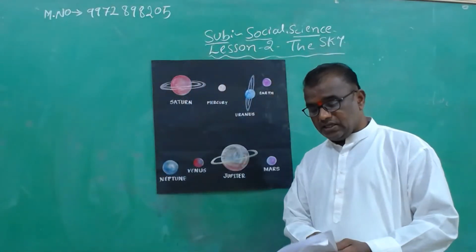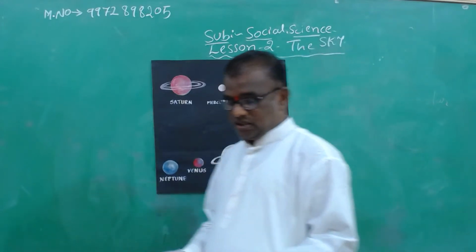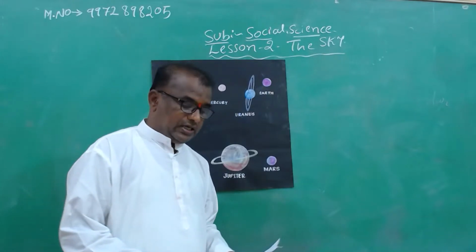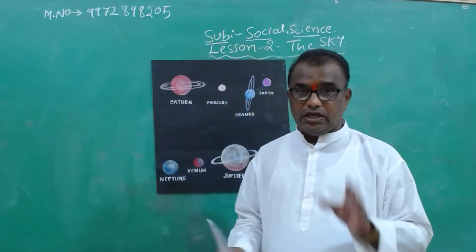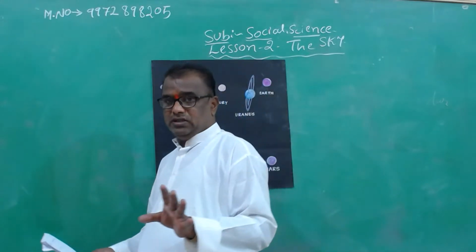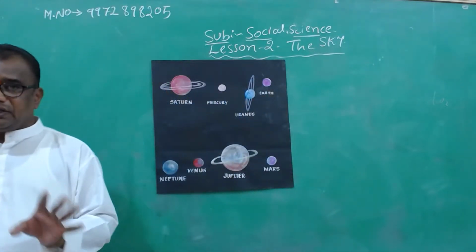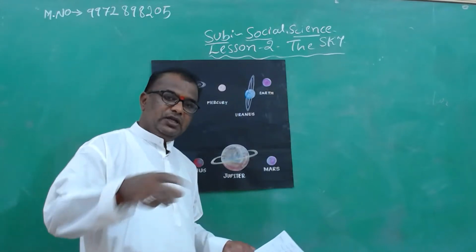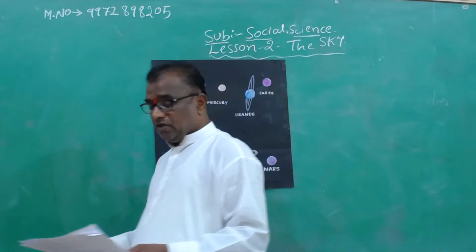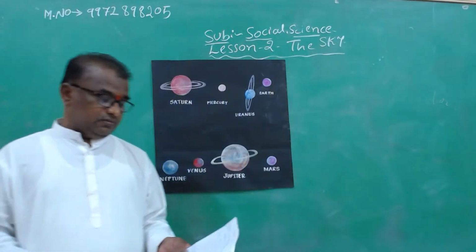Next, asteroids. What is the meaning of asteroids? Asteroids are small rocky celestial bodies revolving around the sun like planets, but they are small. They also revolve around the sun. Most of them are between the orbits of Mars and Jupiter.